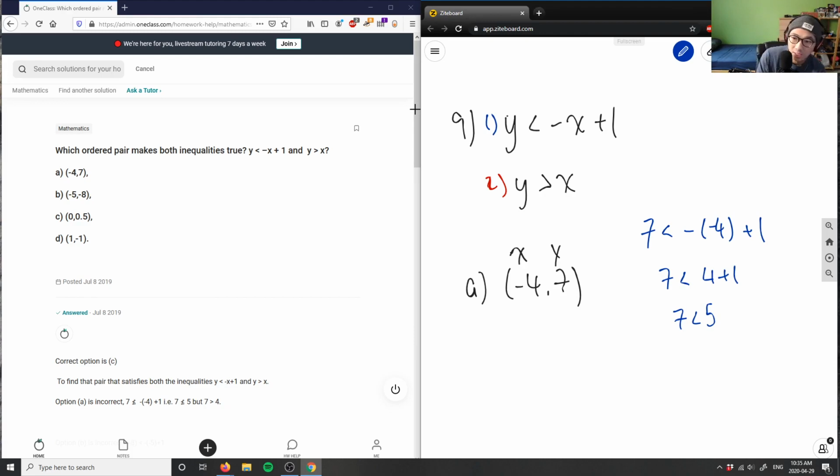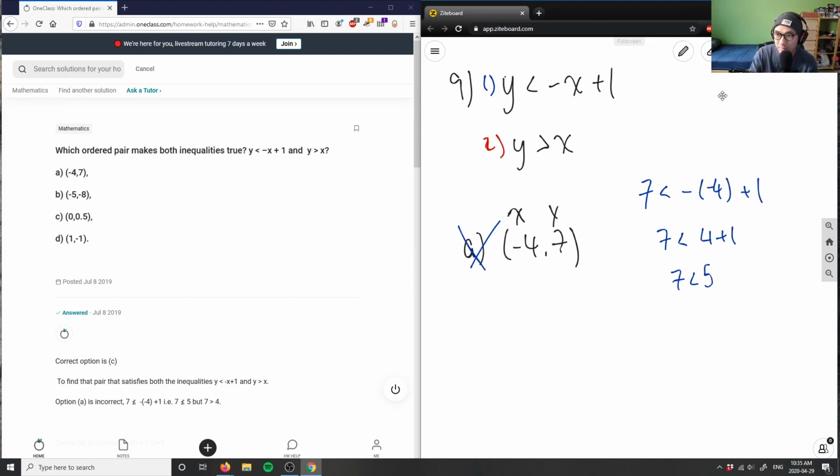Option A is incorrect because 7 is not less than 5. So I can assume A is the wrong answer given this. So this here is wrong.